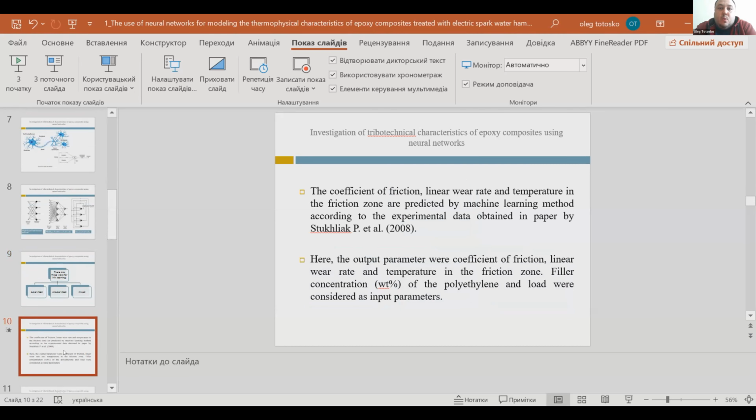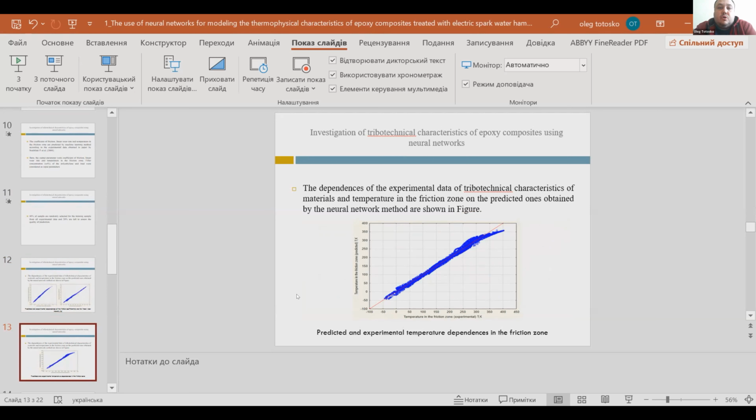It is important that the points in the figures are located quite close to the bisector of the first coordinate angle, which indicates the consistency of the predicted and experimental data. Here we see the dependence of the experimental data of the tribotechnical characteristics of materials and temperature in the friction zone on the predicted ones obtained by the neural network method.